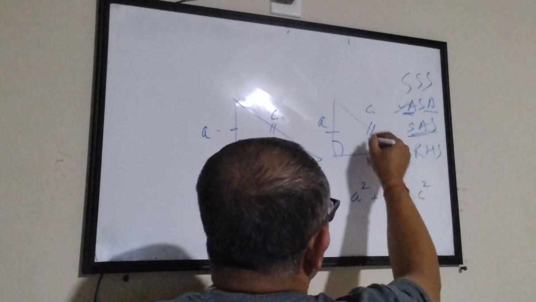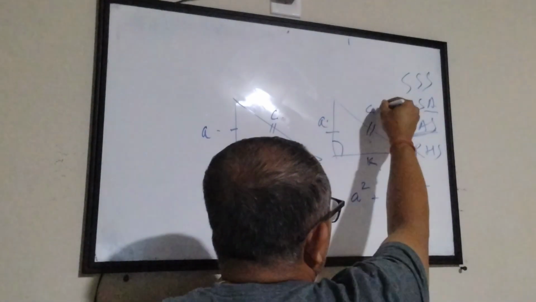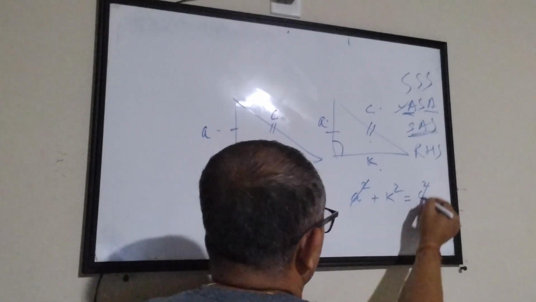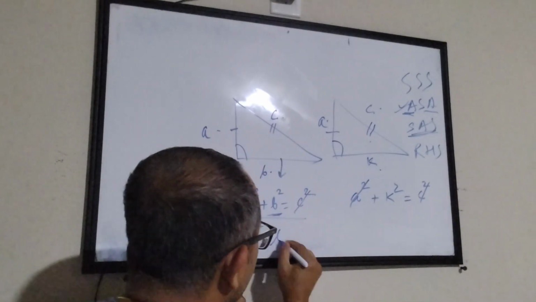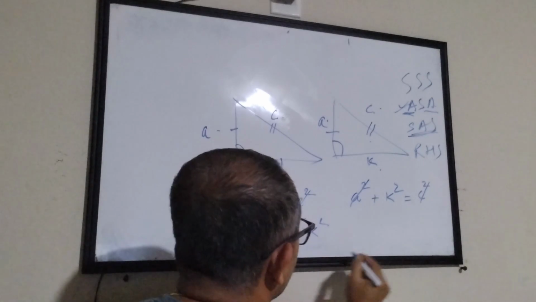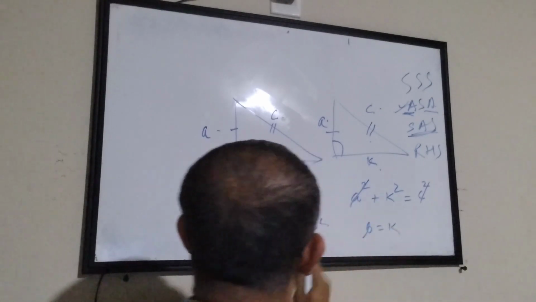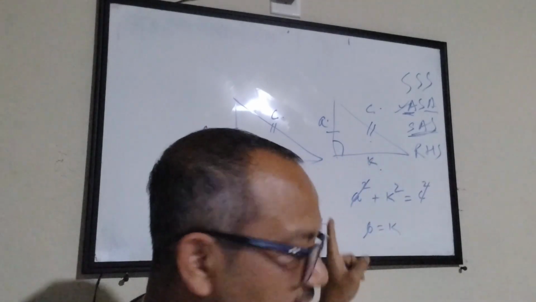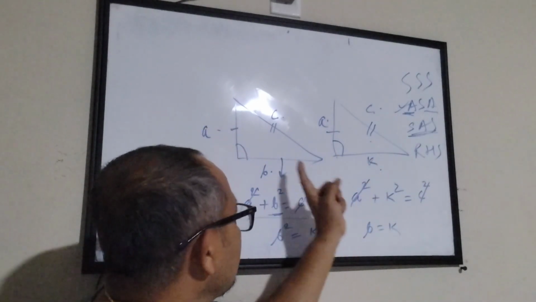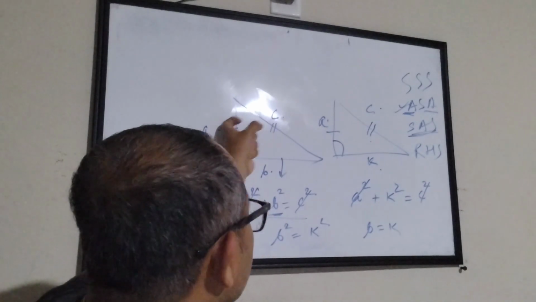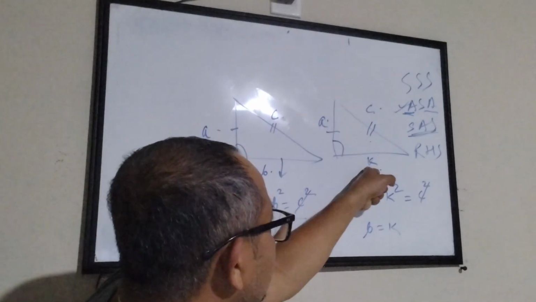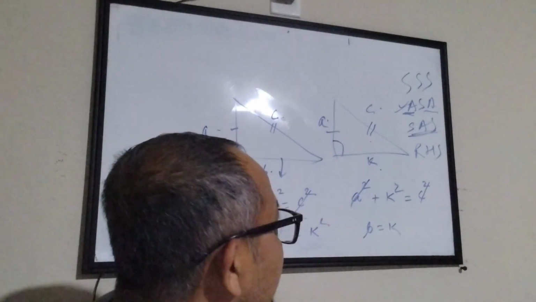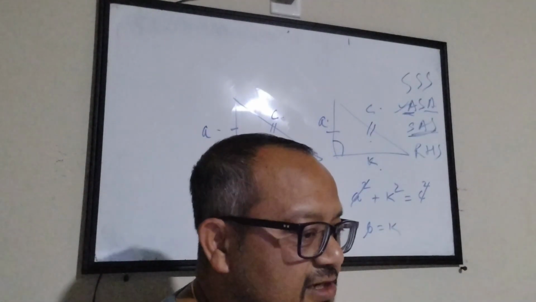For this triangle we see A square plus K square equals C square. So A is common here. What it means? B square equals K square. That means B equals K. So from this right angle triangle, what you see is, if the hypotenuse and one side are the same, that means the third side will anyway be the same as per the Pythagorean theorem. So if all three sides are the same, this also relates to SSS.